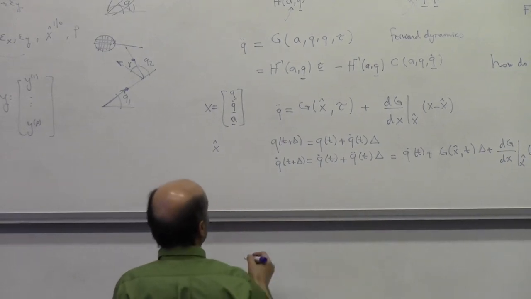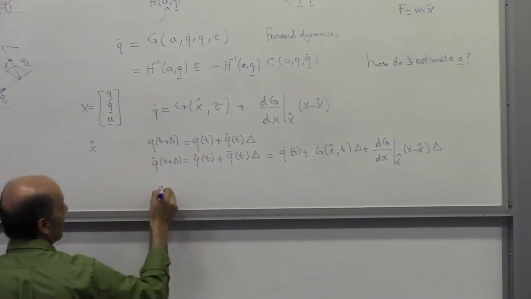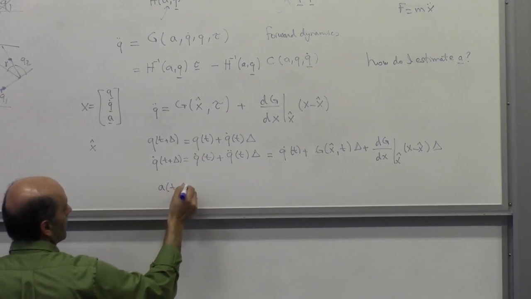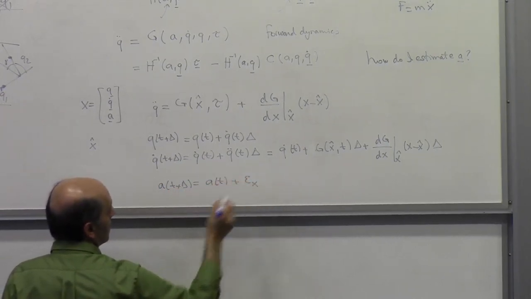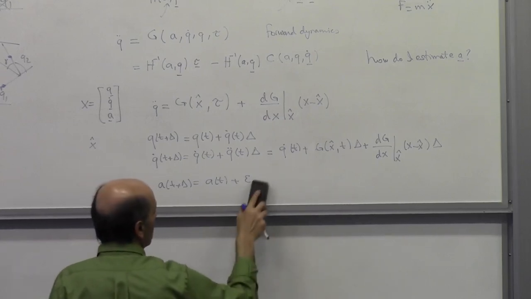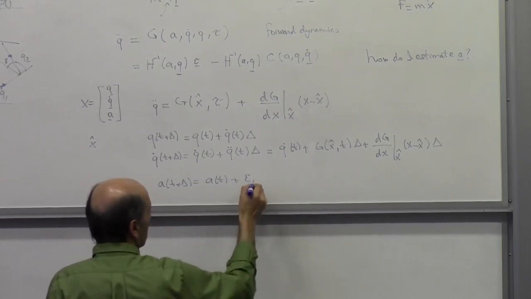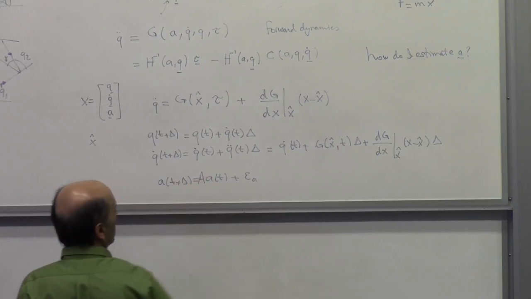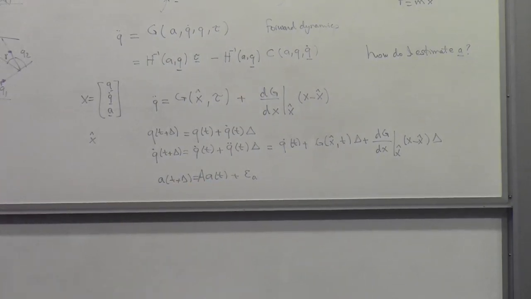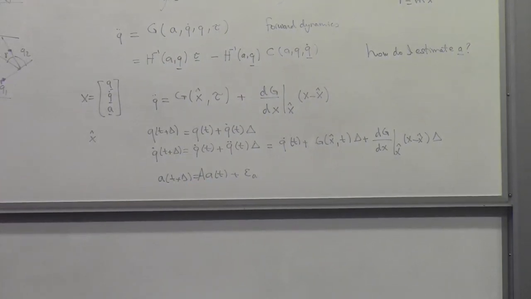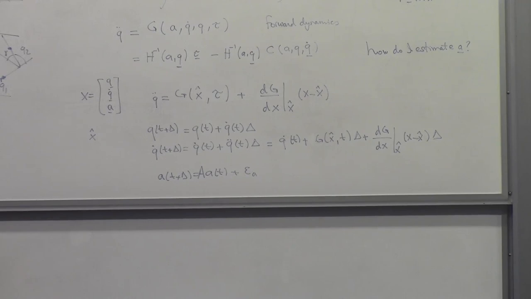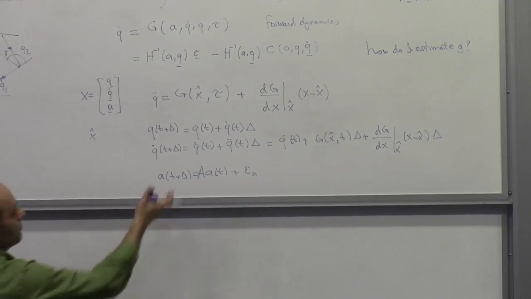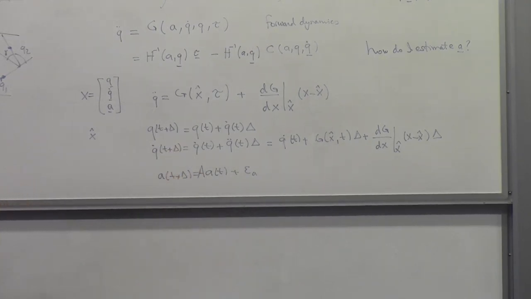And then finally, I have my vector A at time t plus delta is going to be equal to vector A at time t plus maybe some noise, epsilon A. And let's put a matrix A in front of that to add some stability to it, making it so that whatever parameter values I have tend to be very consistent from trial to trial. So here's my state update equation.